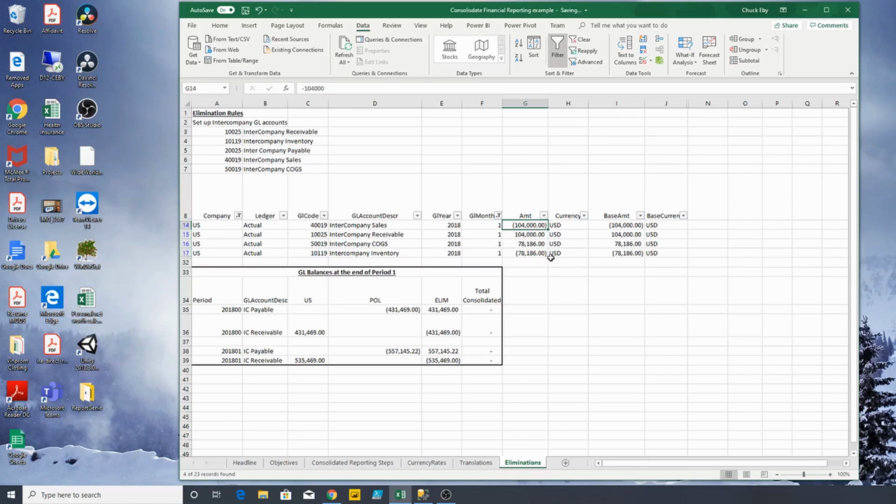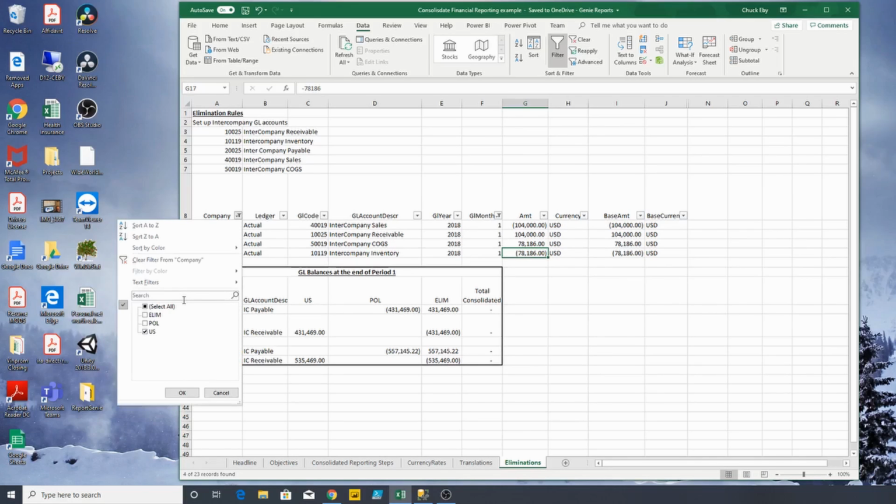So you've got credit to intercompany sales, you've got your debit to receivables on your balance sheet, and then you've got your cost of goods sold, and then you've got inventory coming out at this cost. So you can see that there's a little bit of markup between the US business unit and the Polish business unit, and we'll have to account for that in a minute.